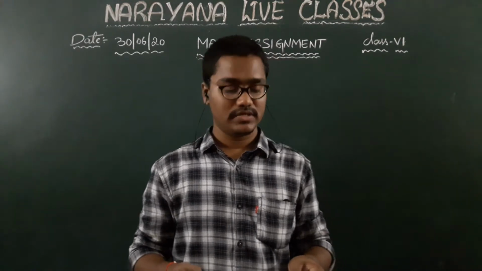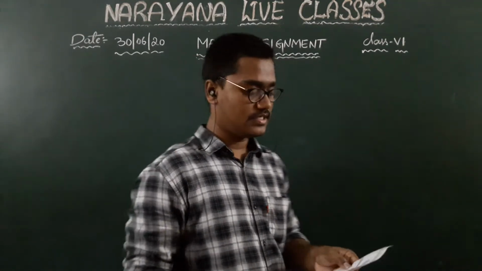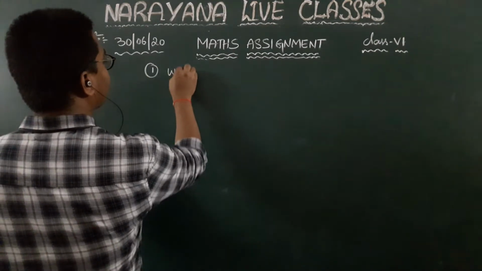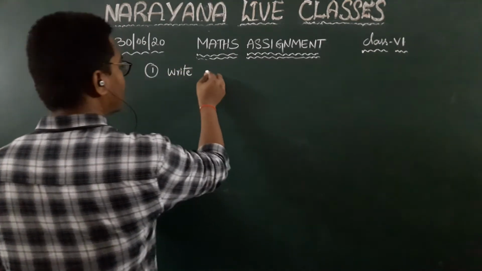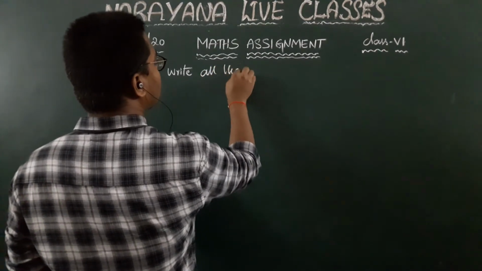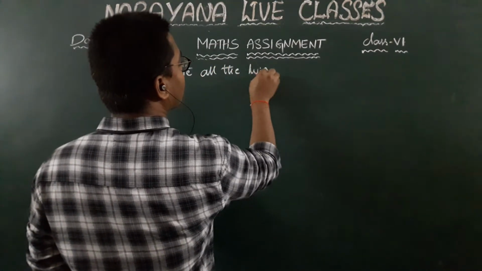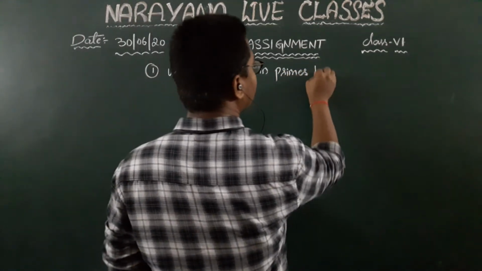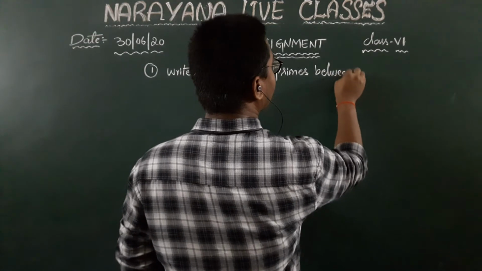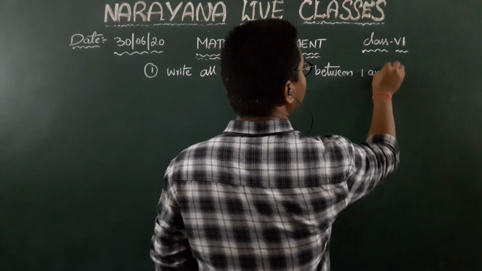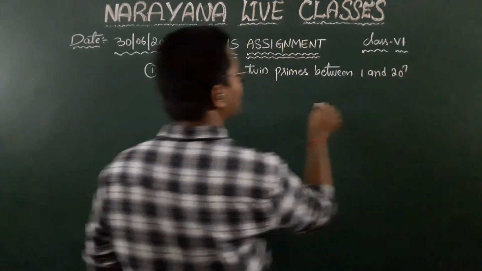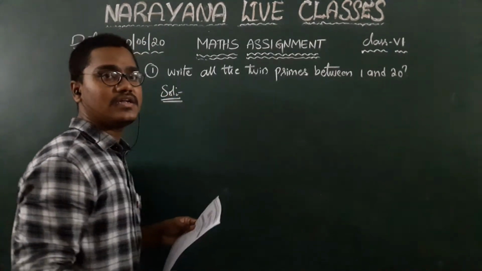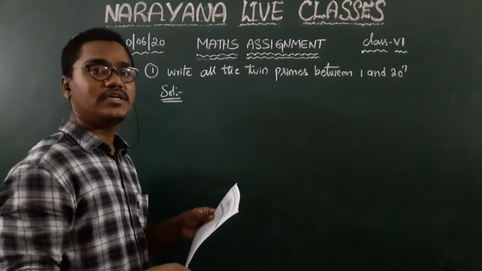So today I would like to discuss some mathematics assignment questions in 6th class children. The first question is: write all the twin primes between 1 and 20. As we all know, twin primes are nothing but prime numbers where the difference between two prime numbers must be two, children.